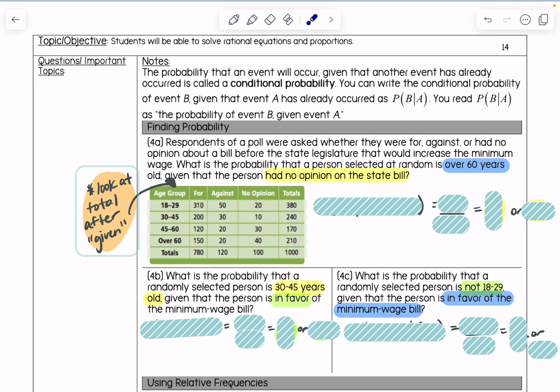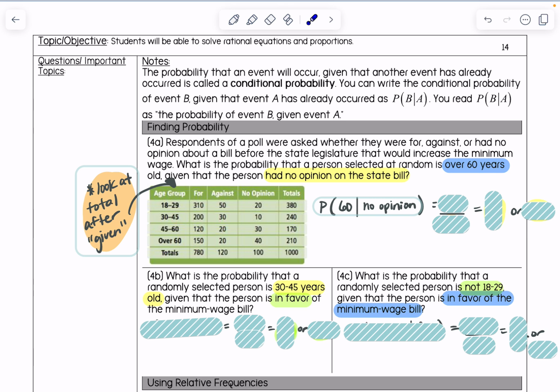4A. Respondents of a poll were asked whether they were for, against, or had no opinion about a bill before the state legislature that would increase the minimum wage. What is the probability that a person selected at random is over 60 years old, given that the person had no opinion on the state bill? So there's two different conditions. This is called conditional probability.